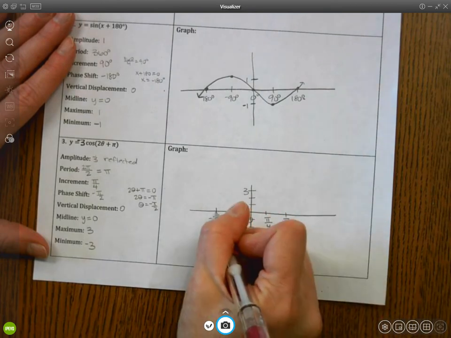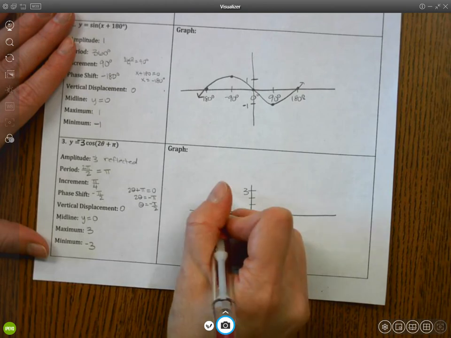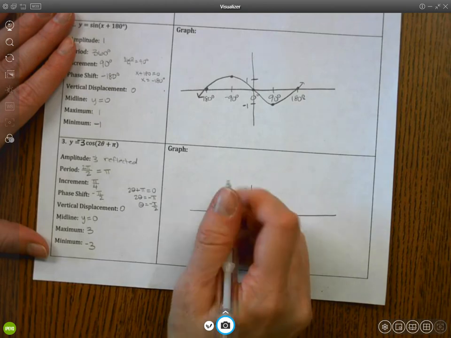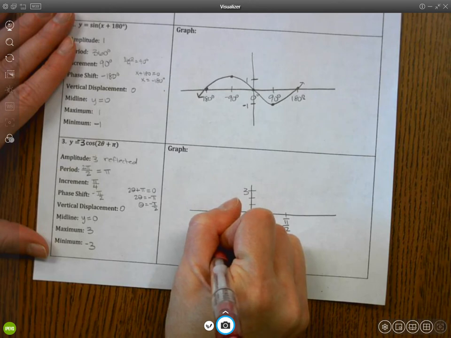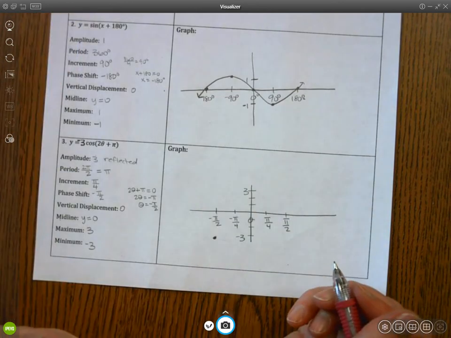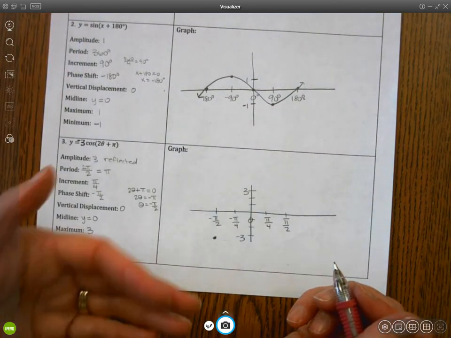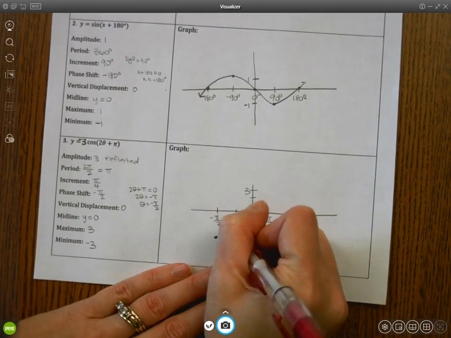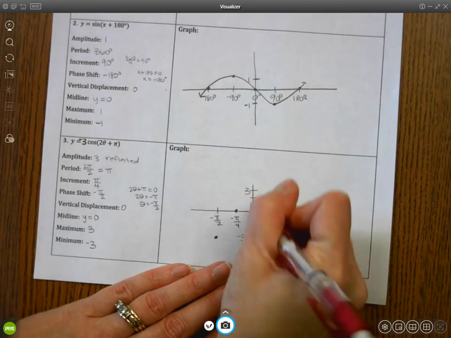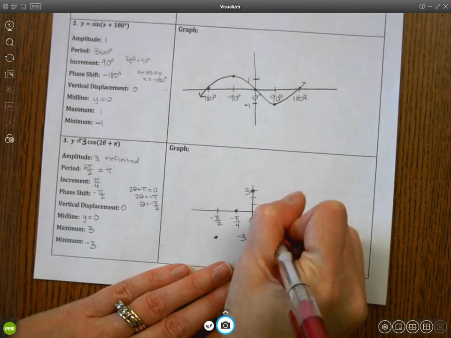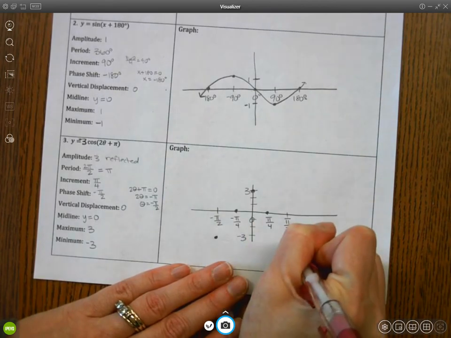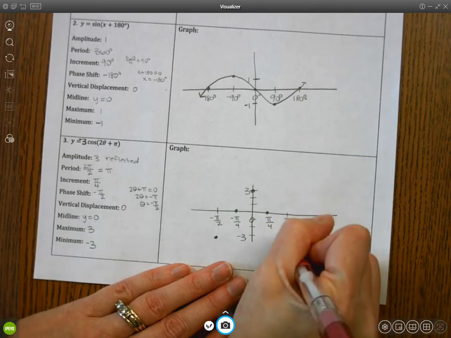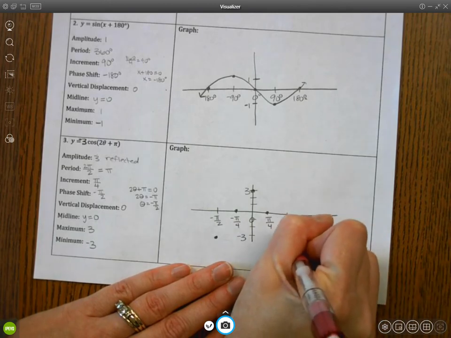Alright, so the first one that you labeled is where you start. Your cosine graph, so you would like to start at pi, but it's reflected, so we're going to start down low. Normally it would be a 1, but since we have a multiplier of 3, an amplitude of 3, we're going to stretch it down to 3. Then your next is at 0, and then we're at 3, and then we're at 0, and now we're at negative 3. I'm just following that cosine pattern, but upside down.